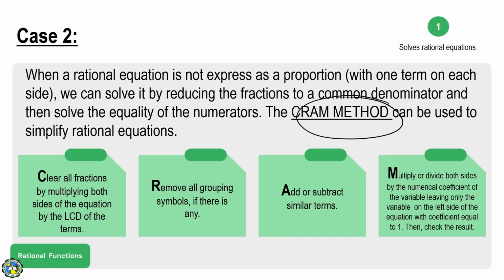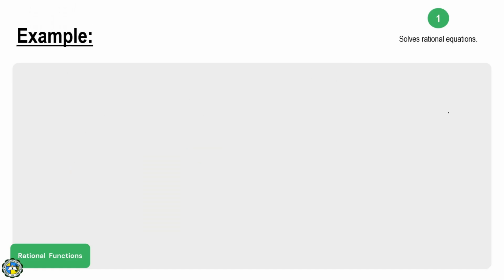So when we are using CRAM method, actually we are applying the concept of LCD. Just like we did earlier in the introductory activity po. So, yun yung pinaka best process or yung technique natin for us to simplify our equation kapag hindi po proportion yung both sides of the equation. So, let's start po with our first example.